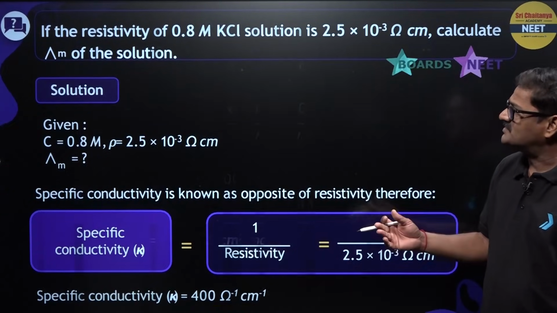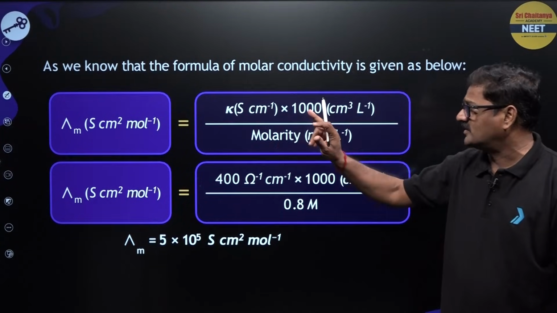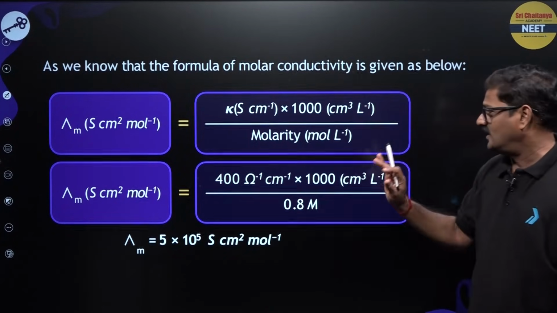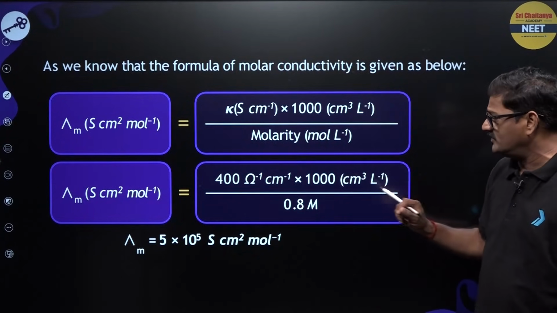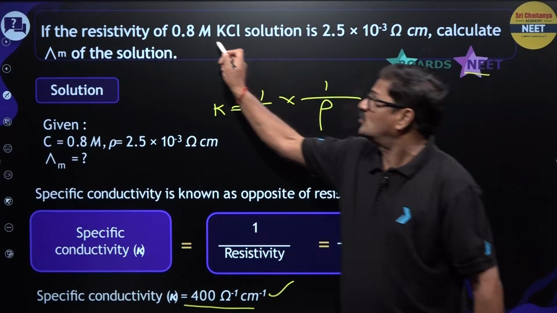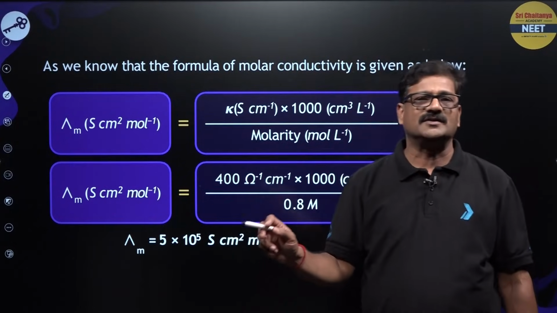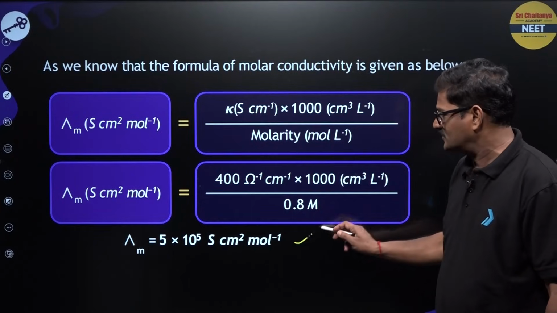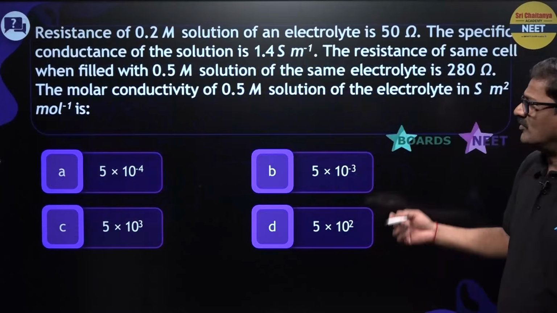The concentration is taken, and as we know the formula, molar conductance is K into 1000 by molarity. You have the K value now, and 1000 is the conversion of centimeter square into liter inverse, and the question itself gives the molarity, which is 0.8. When you plug in these values, you get 5 into 10 raised Siemens centimeter square mole inverse as the answer for this question. Like that you can calculate so many things, and I want to show you one more couple of questions.